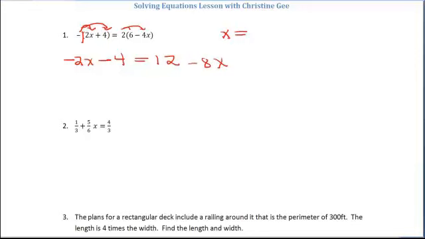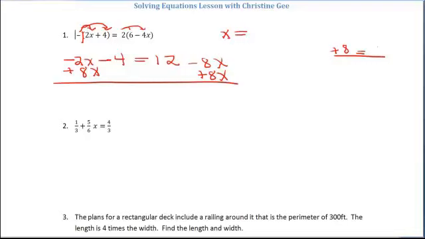Now what we can do next is simplify by getting our x's together on one side. So let's add 8x to both sides. What I do to one side, I have to do to the other to keep the equality. An equation is like a teeter-totter. If I add something to one side, 8 pounds to one side, I have to add it to the other to keep the balance or the equality.